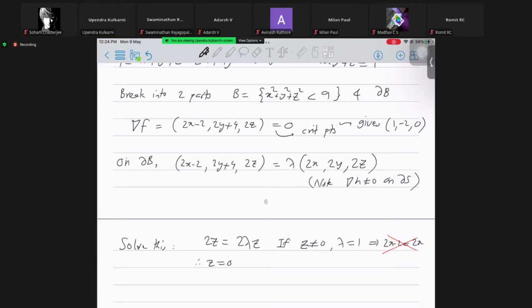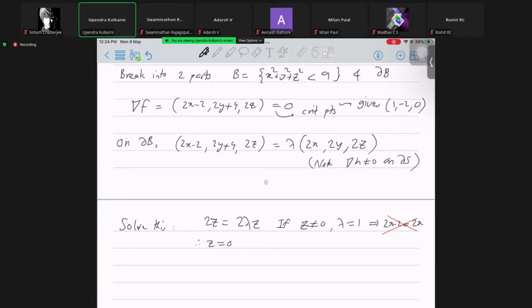We have a constraint equation also. Right. So we have 4 equations and 4 unknowns. And in general, this is what is going to happen. So I'll just write this down. We have to solve x square plus y square equal to 9. And then 2x minus 2 is going to be 2 lambda x. And 2y plus 4 equals.